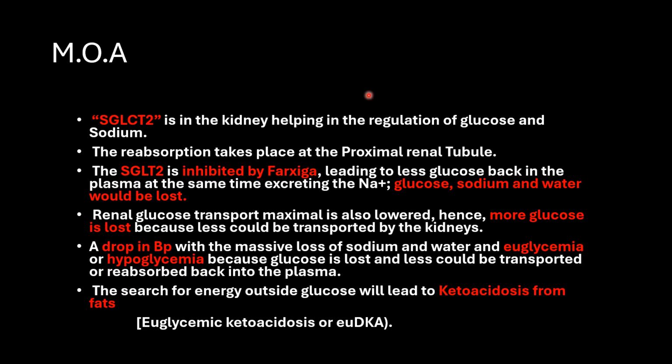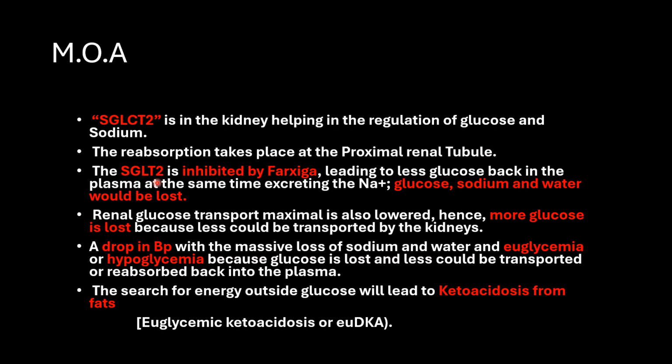Mechanism of action of Farxiga. Sodium glucose cotransporter 2 is found in the kidney, helping in regulating glucose and sodium. Reabsorption of these two items is expected to take place at the proximal renal tubule majorly. Particularly, glucose will be almost completely reabsorbed when filtered. It will be completely reabsorbed at the proximal renal tubule. But sodium will be majorly reabsorbed. Other parts of the renal tubule will also help, as per sodium.